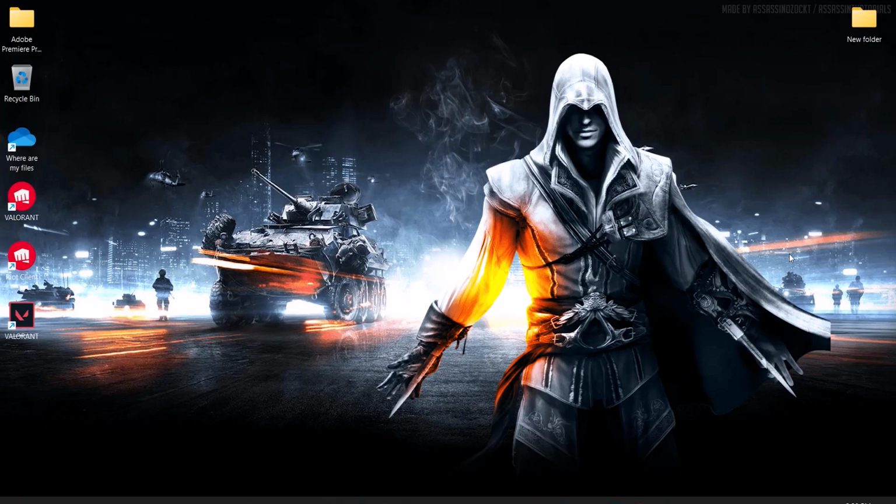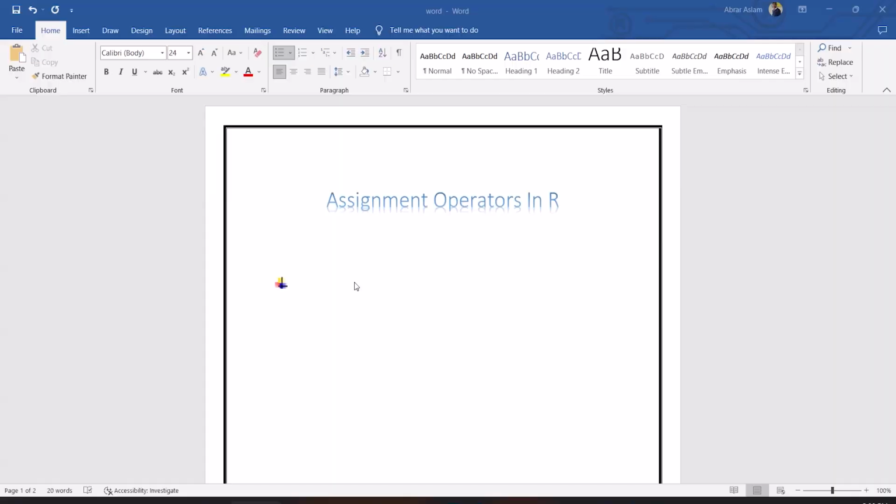So we will be discussing the assignment and some other operators in the R programming language. We have already used them in some examples previously. The assignment operators are used for assigning values to variables.